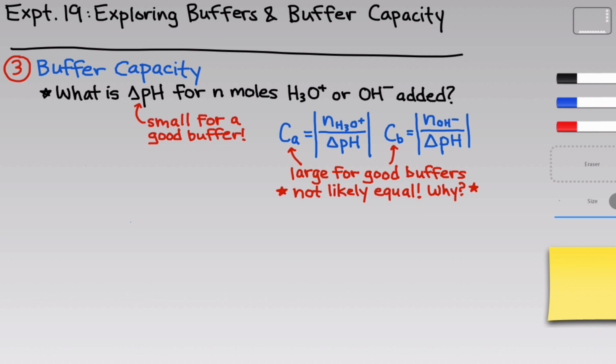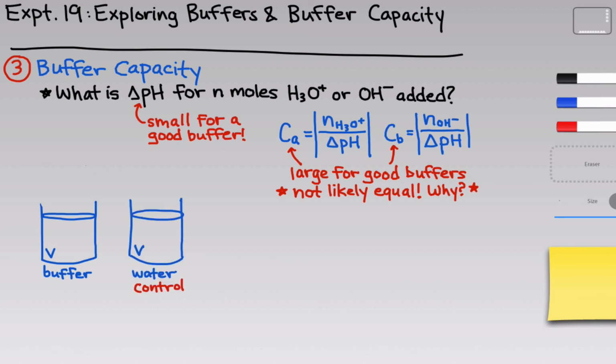In the actual experiment, you're going to run 4 capacity tests for each buffer, 2 for acid and 2 for base. You're going to start with a volume of buffer V in one beaker and an equal volume of water in another beaker that's going to serve as a control. You're then going to add a small number of moles of acid, let's say, or base, into the buffer, and the same number of moles of acid into the water.